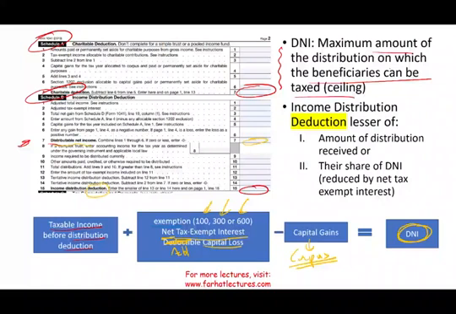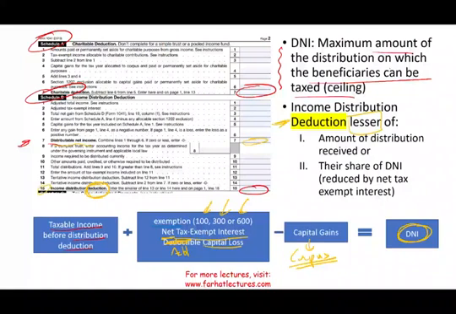distribution deduction. This is the deduction. This is the deduction that's going to go on the previous page. How do we compute the income distribution deduction? Well, we're going to look at the amount of distribution actually received. We're going to be looking at the lesser. Notice this is the income distribution deduction. This is the line 15, which is going to go on page 1.